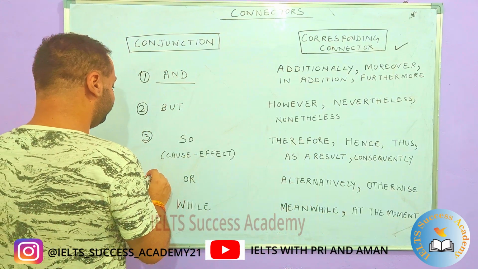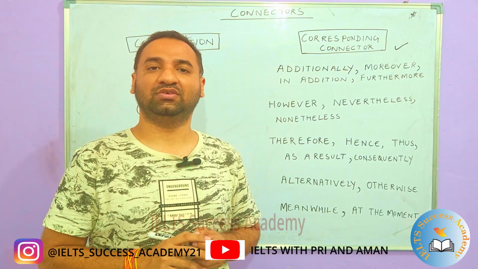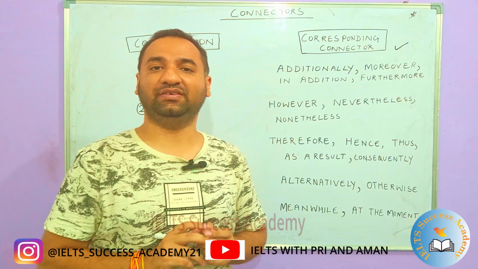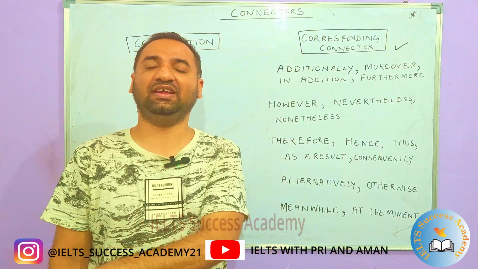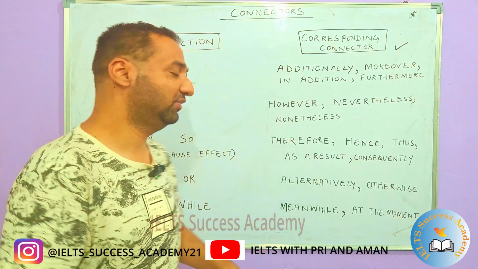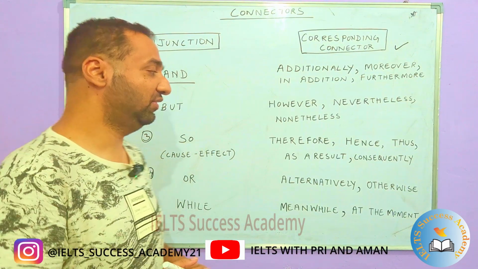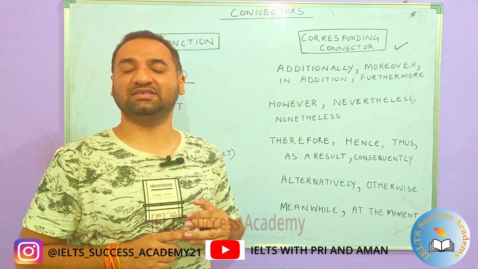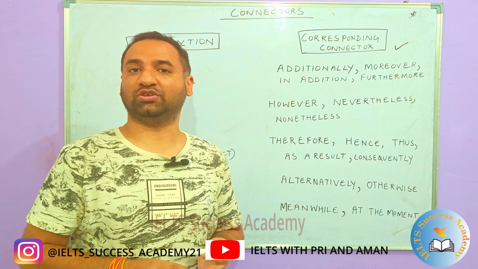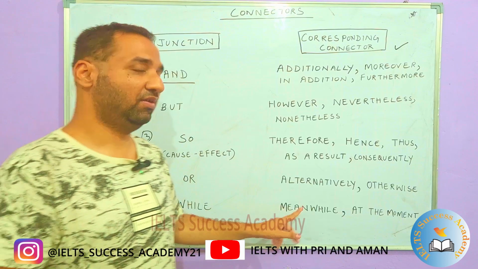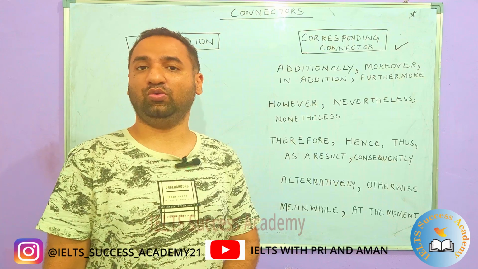Now for or. He could go to Shimla or to Manali. He could go to Shimla. Alternatively, he could go to Manali. Fifth, while he is at the mall, he thought to buy a new watch. Meanwhile, he is at the mall, he thought to buy a new watch.